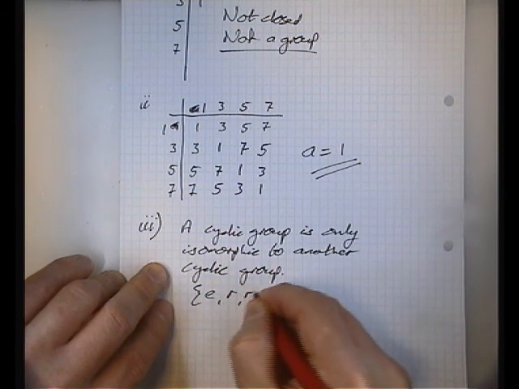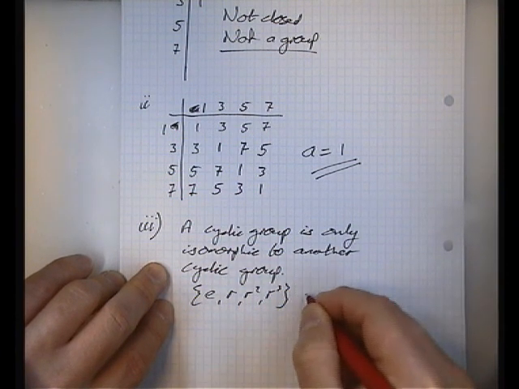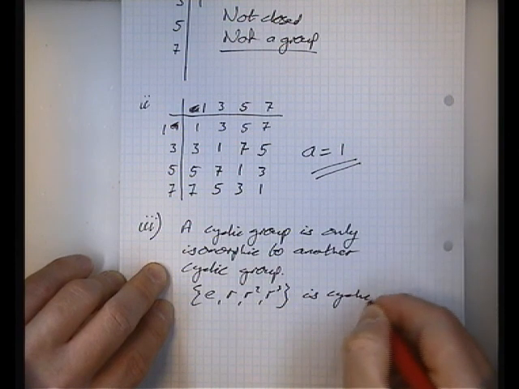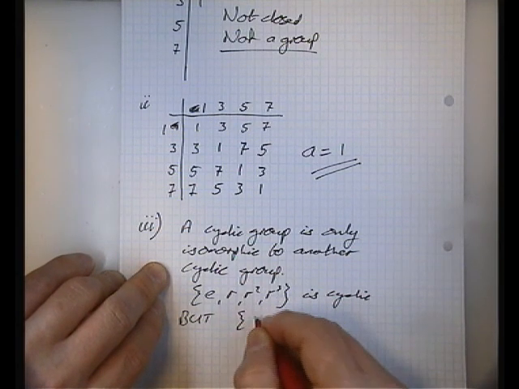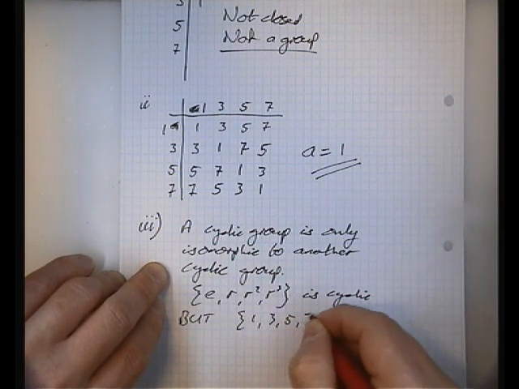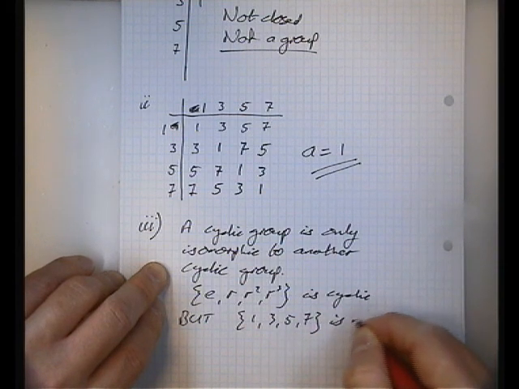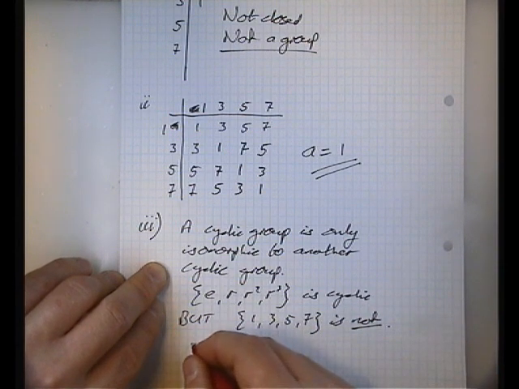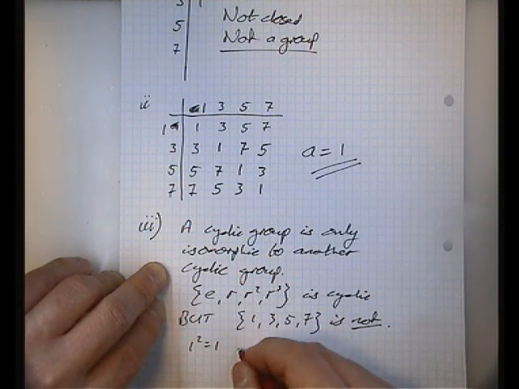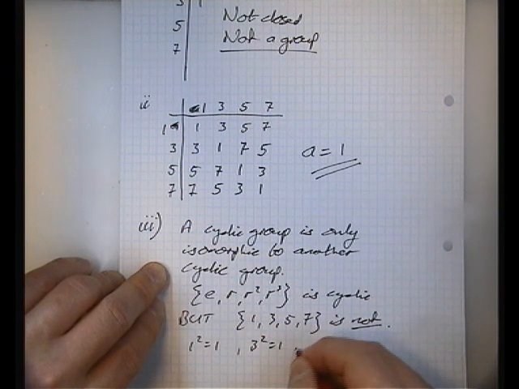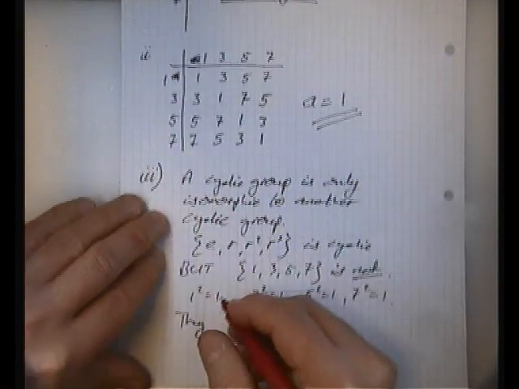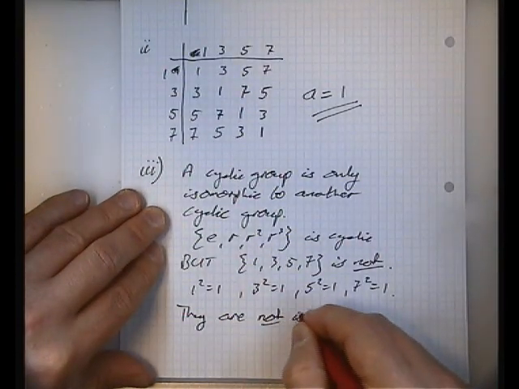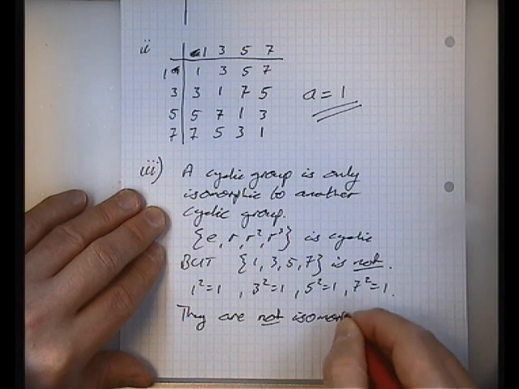Now, E, R, R squared, R cubed is cyclic, our group above, 1, 3, 5, 7, is not, because 1 squared equals 1, obviously, 3 squared equals 1, 5 squared equals 1, and 7 squared equals 1. So we can say quite clearly that they are not isomorphic. And that is that question done.